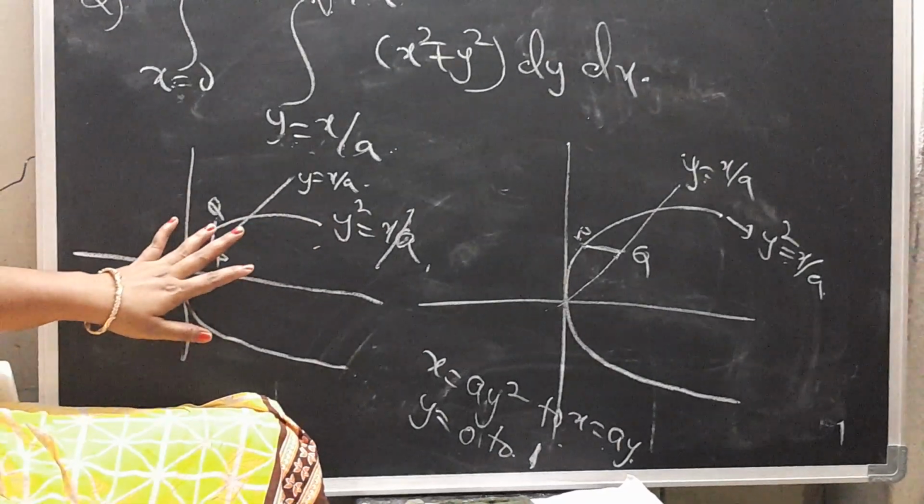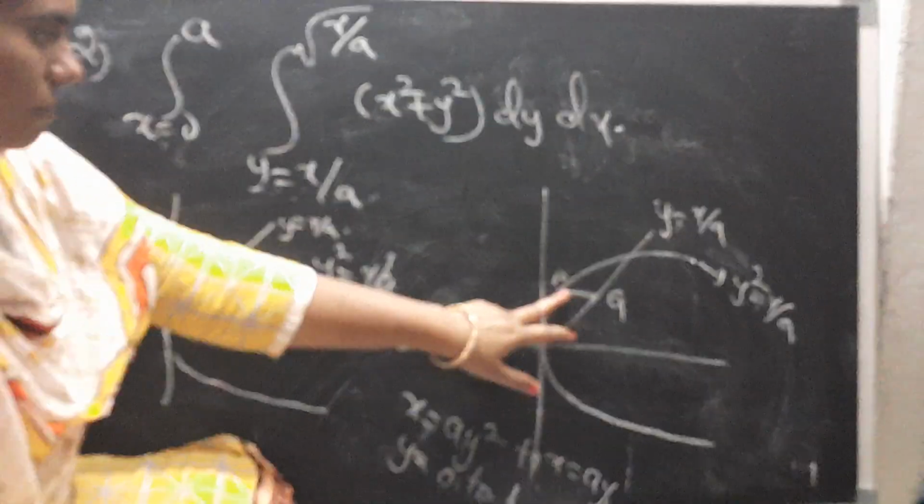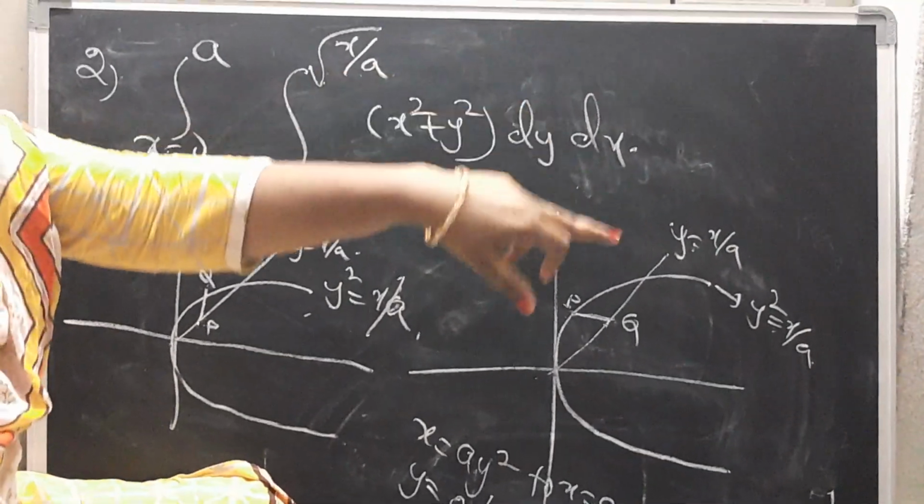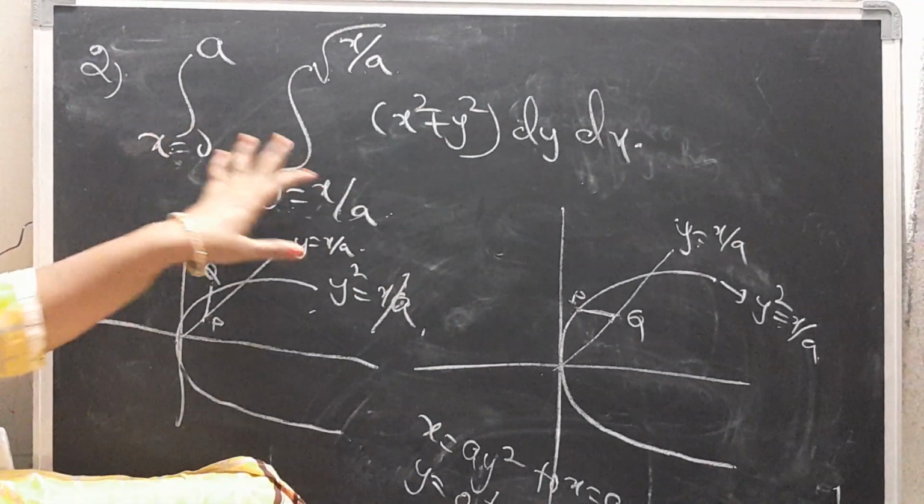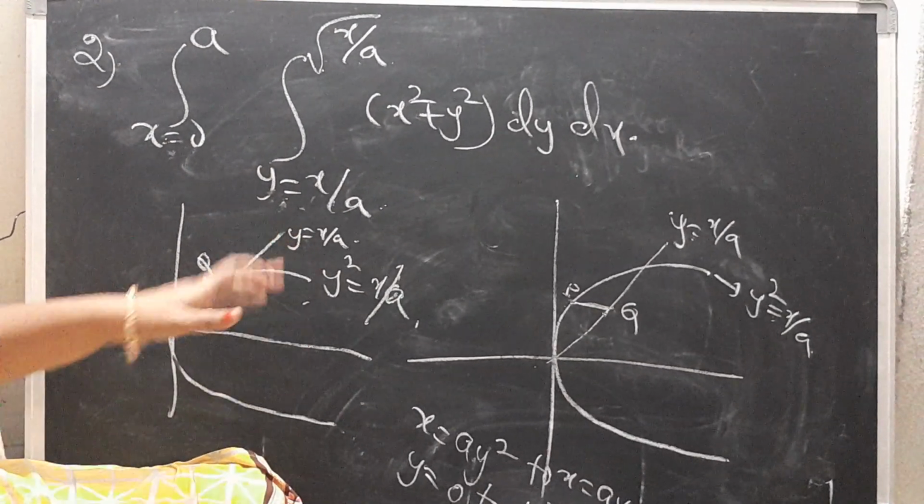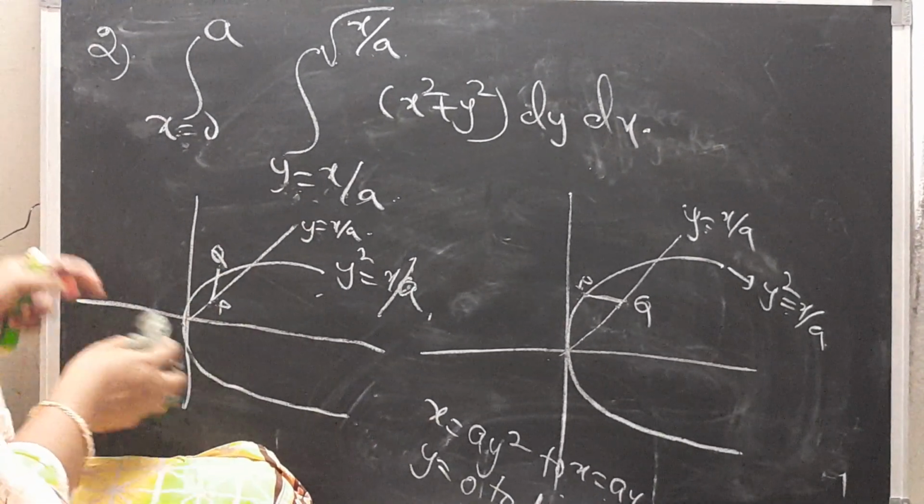So a vertical strip is given, and you have to convert it to a horizontal strip. So the dy dx problem is changed to dx dy. The limits are y and x. This is the second one. This is the idea to solve change of order of integration.